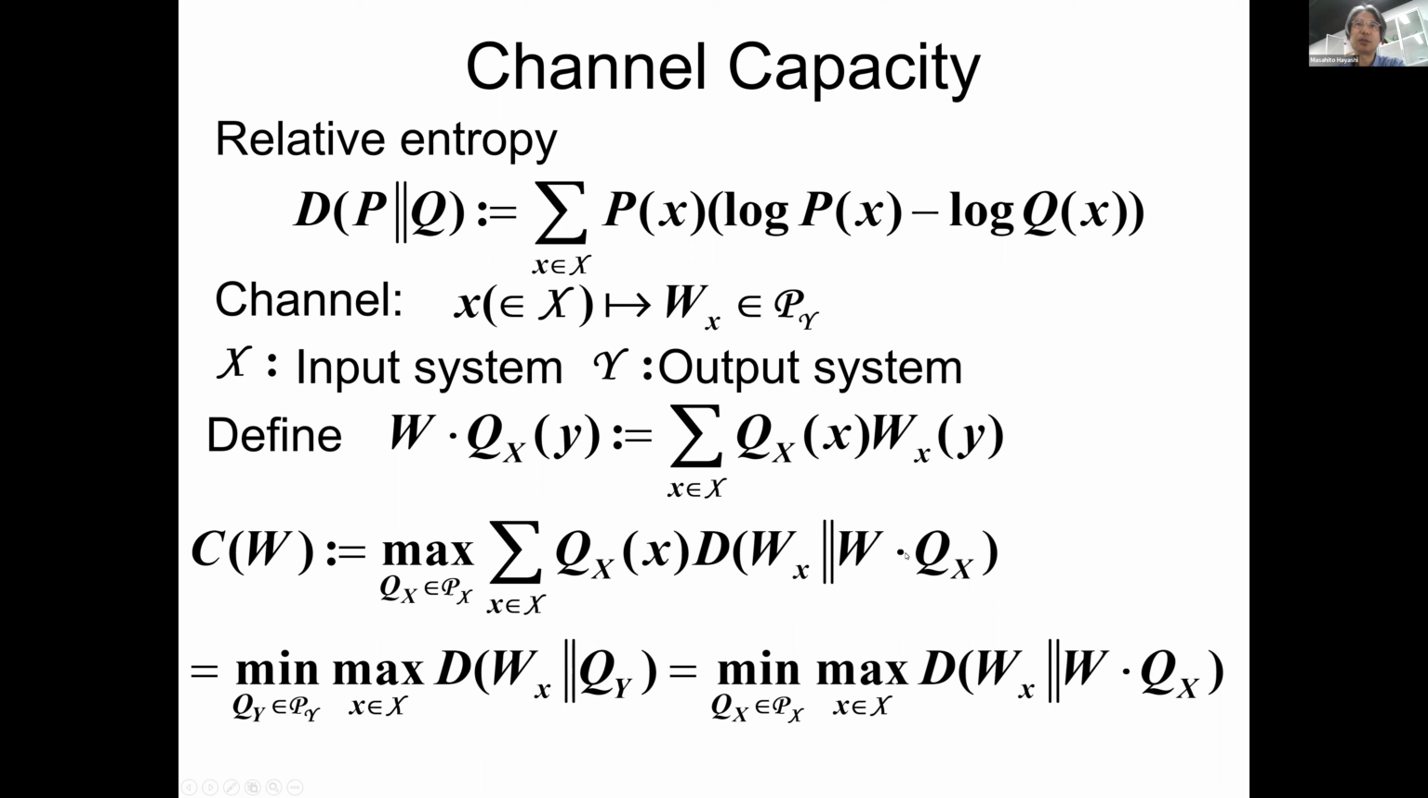the output average distribution. But this quantity can be written as this minimax model, and in this one we can rewrite it in this way.